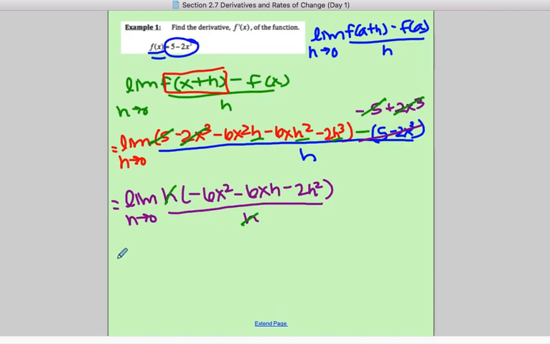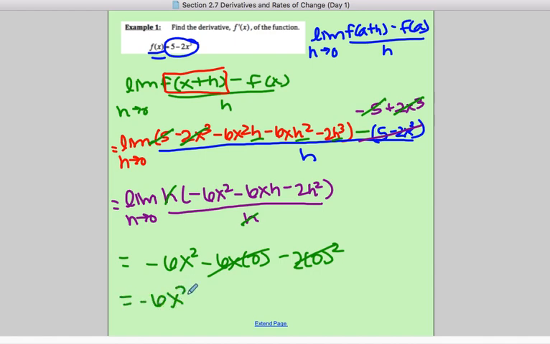Okay. Once I plug it in, remember you don't write limit anymore. So I'd have -6x squared minus 6x times 0, minus 2 times 0 squared. So this all cancels out, and I am left with -6x squared. And that is my final answer. This is the derivative function.